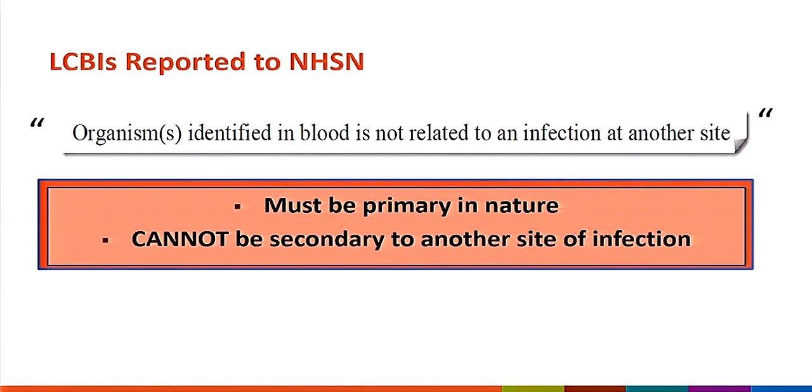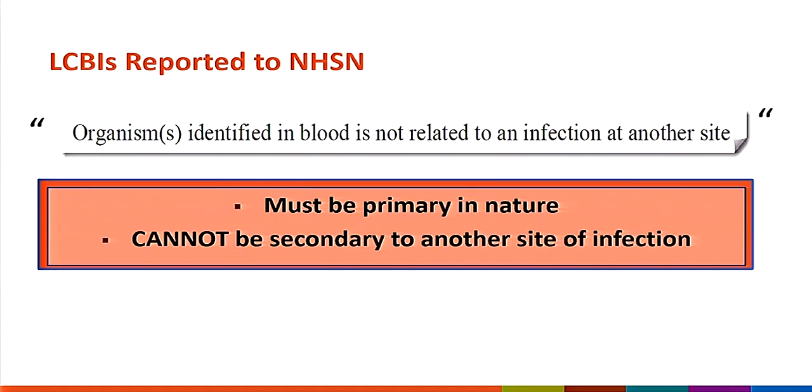Specifically, where this information is contained in the BSI definition is the line that says that organisms identified in the blood cannot be related to infections at another site. If they are, then we would consider those to be secondary.